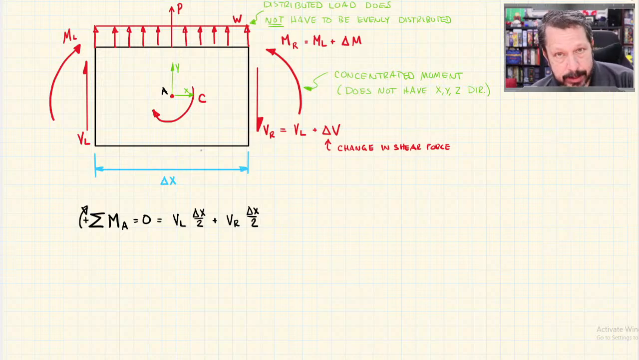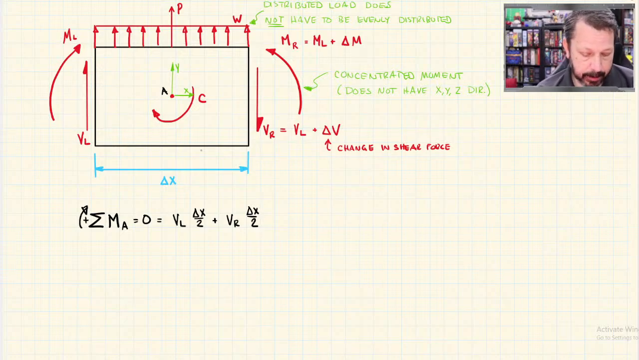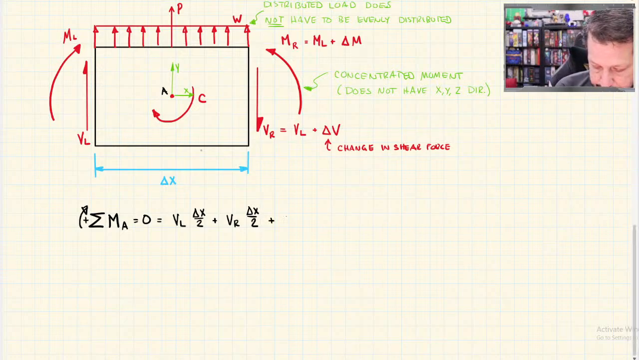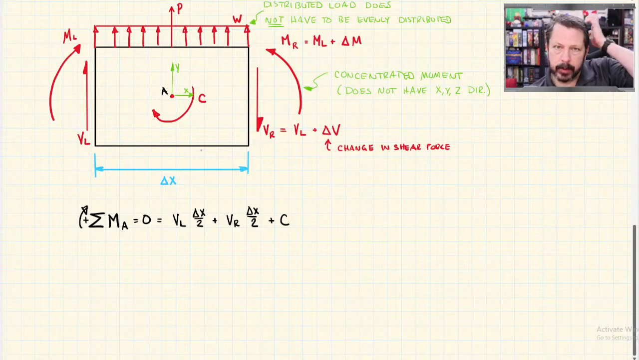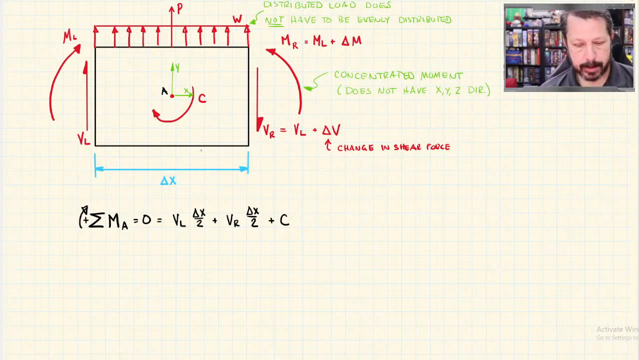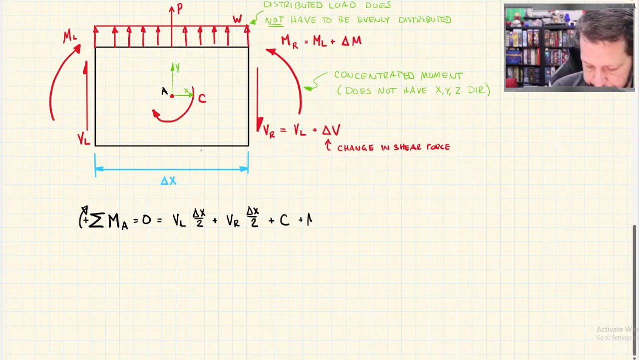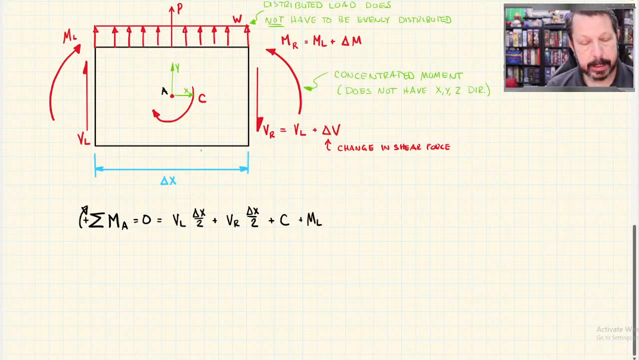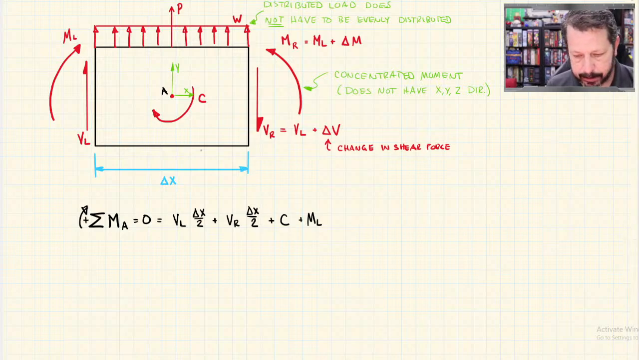I've got that concentrated external moment, C, and I've drawn it clockwise. I said that clockwise is positive, so it just goes in as plus C. So that's important. We haven't done a lot of concentrated moments, but no matter where the moment is, even if the moment is about the very point that I'm summing moments, it still goes in the equation if I'm writing the moment equation. It's just, is it plus or is it minus? This one's plus. I've got ML, so plus ML. Concentrated moments don't have a moment arm, so I don't multiply by delta X over 2 or anything like that. I just plus ML.